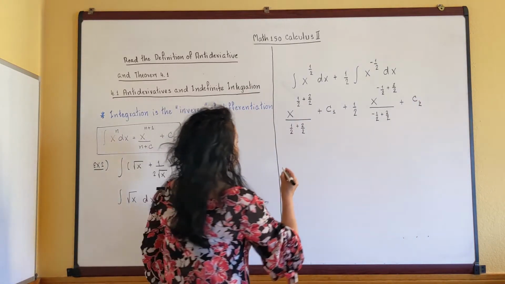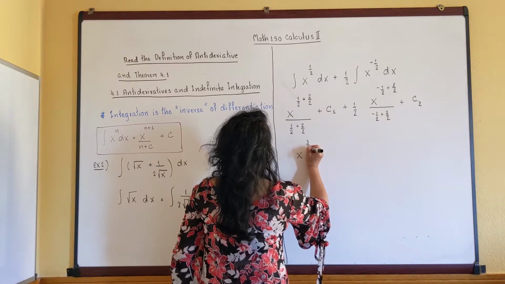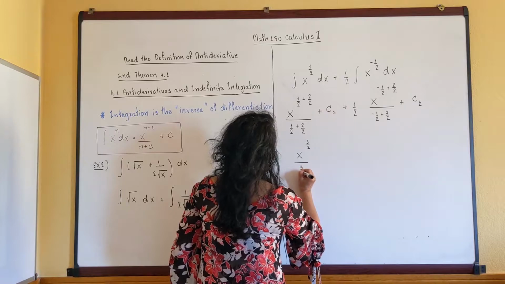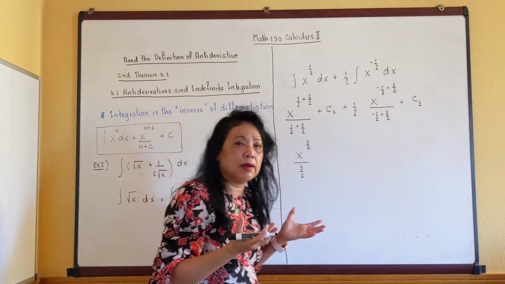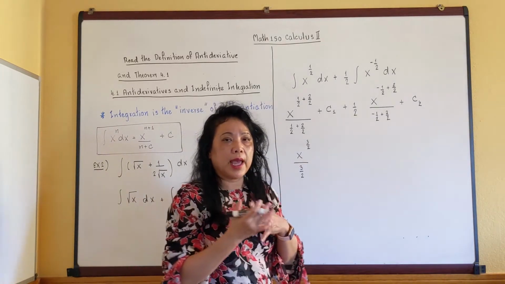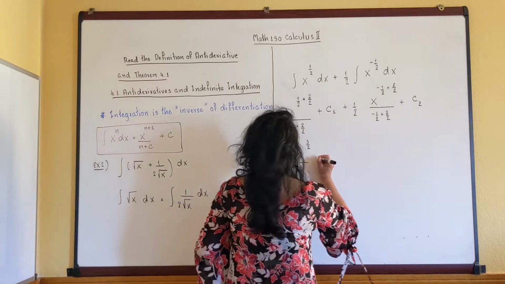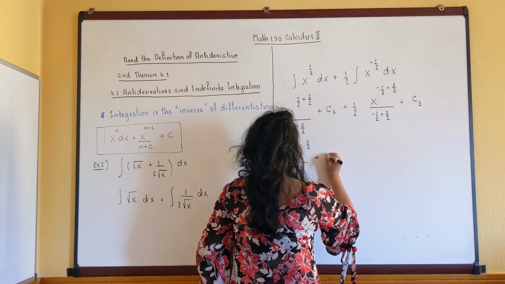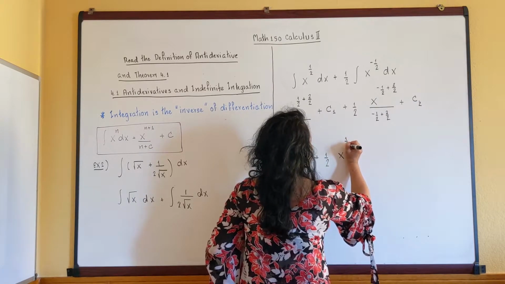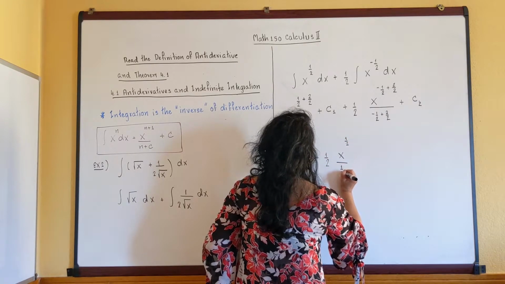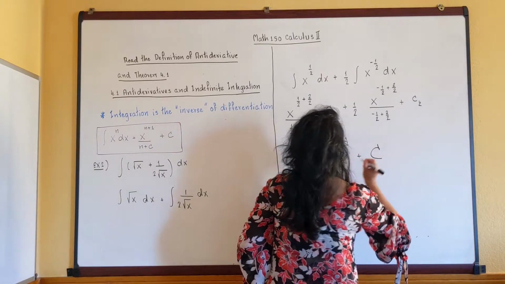So let's simplify this a little bit. I'm going to have x to the 3/2 over 3/2. Alright, I have c1 and c2 here. They're constants. Any constants, you can add them or subtract them. I'm going to call it capital C for now. For the second term, I'm going to have 1/2 times x to the 1/2 over 1/2. Again, c1 and c2 can combine. I call it capital C.